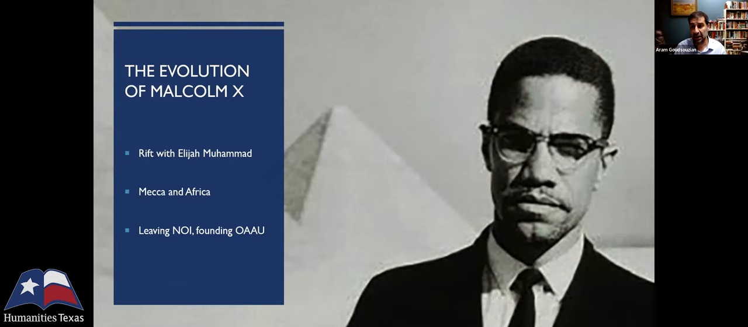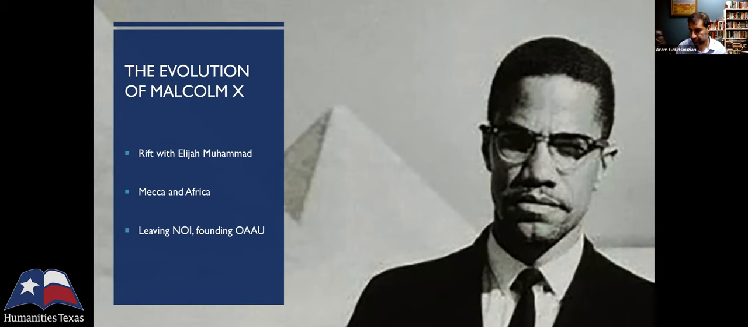And when Malcolm X makes comments in the aftermath of John F. Kennedy's assassination, saying these are the chickens coming home to roost, Elijah Muhammad uses that as an opportunity to silence Malcolm X. For 3 months, he's supposed to stay basically off the media radar screen. And this becomes Malcolm's launching point to leave the Nation of Islam, to form his own organization, the Organization of Afro-American Unity, the OAAU.